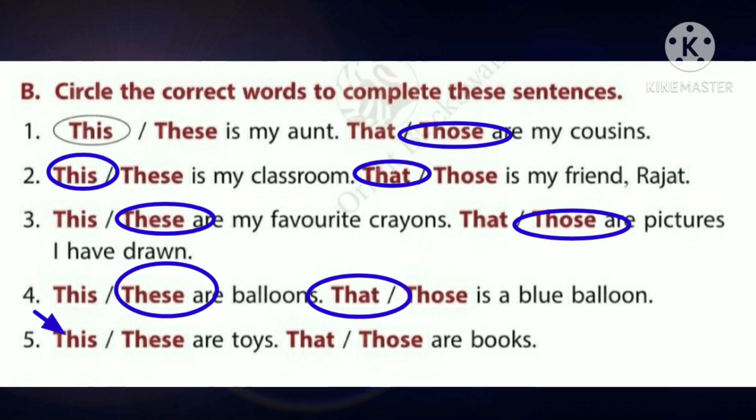Circle that. Fifth question. This or these are toys. That or those are books. What is the answer? Toys is plural. So we have to use plural these. These are toys. Circle these. Next, that or those are books. Books, plural. So the answer, those. Circle those. Those are books.